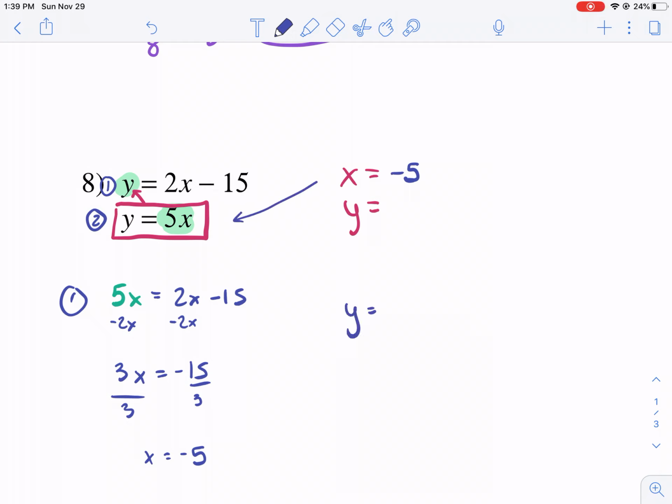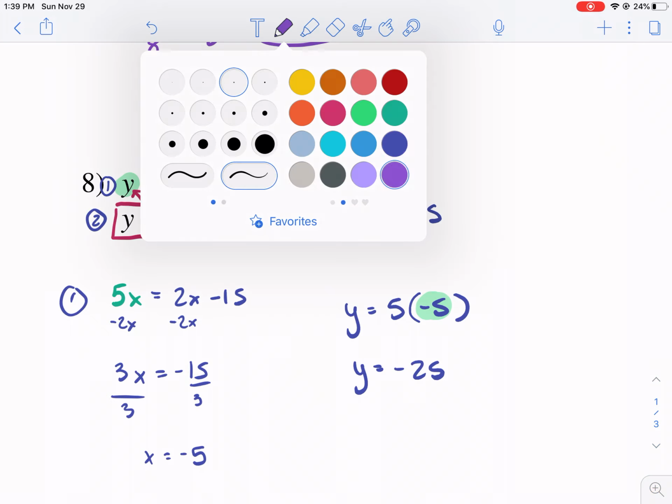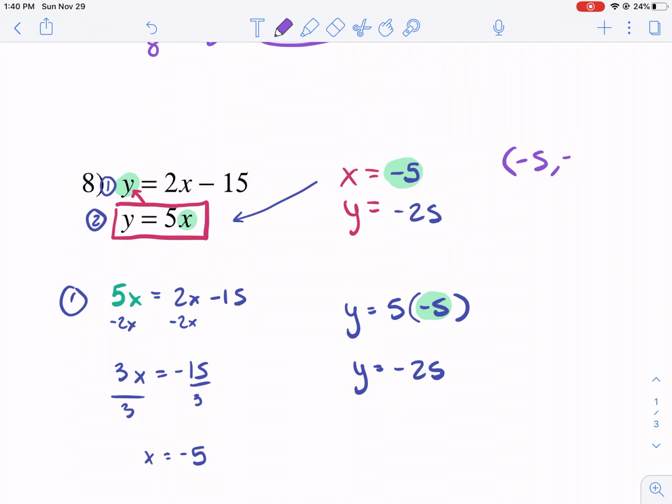So we have y equals 5 times, instead of writing x, I'm going to write negative 5. Why? Because I already knew that x is equal to 5x. Oh no, sorry, I already knew that x is equal to negative 5. Sorry, almost messed that up. So I'm going to replace x with negative 5. Now I know that y equals 5 times negative 5, and I get negative 25. And that's my value for y. Now, again, I need to write this as a location, so my answer is going to be negative 5, negative 25, and there's my final answer.